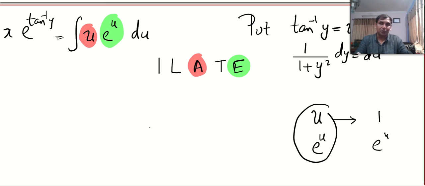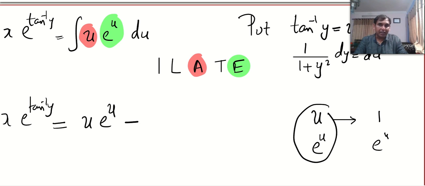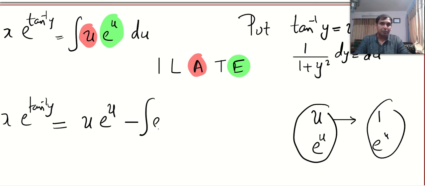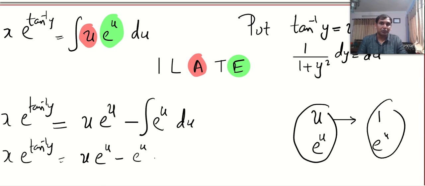Multiply these two. So x e power tan inverse y will be u e power u minus integral. Now multiply these two, that is e power u du. See, my idea is very simple. I don't want you to write integral again inside another integral. So this will save a little bit of steps and confusion. So x e power tan inverse y equal to u e power u minus integration of e power u, which is e power u, plus c, and then replace the value of u.